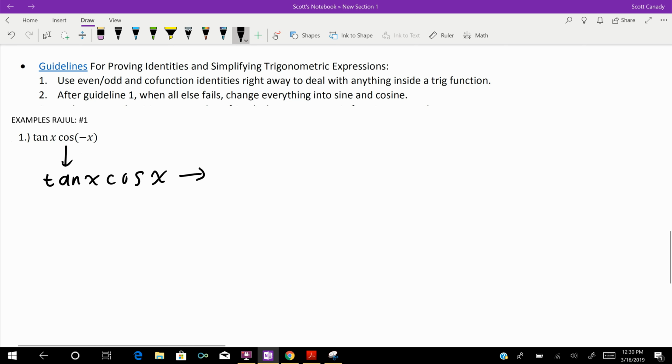And now it says after guideline number 1, on guideline number 2, when all else fails, change everything into sines and cosines. So let's go ahead and do that. Tangent of x is sine of x over cosine of x. Let's go ahead and change that. That's sine of x over cosine of x. And we've still got that multiplied to cosine of x.